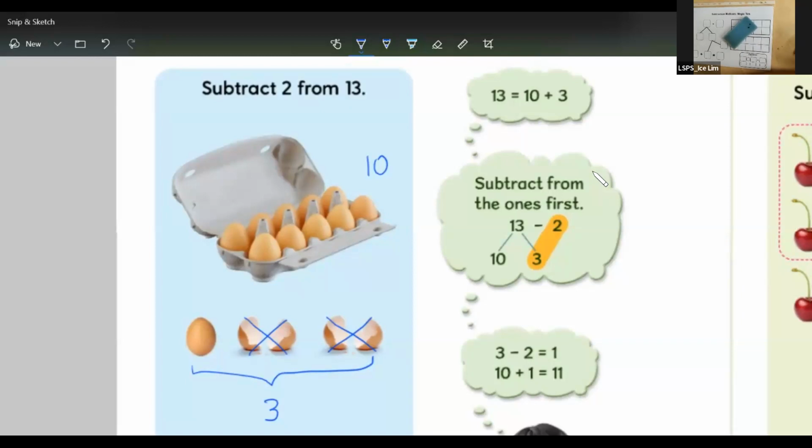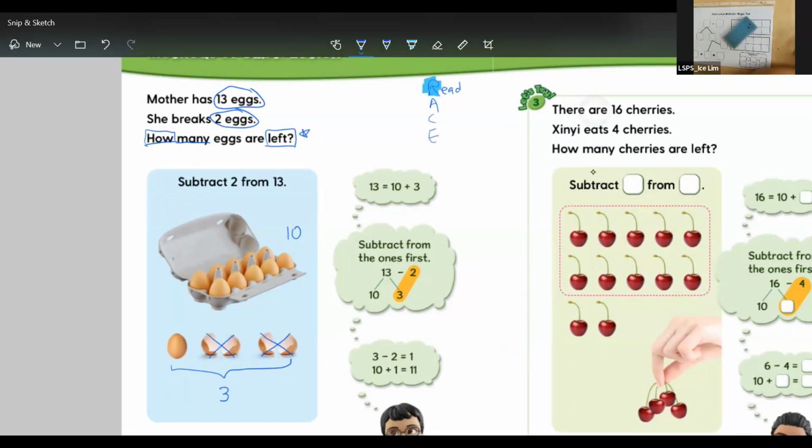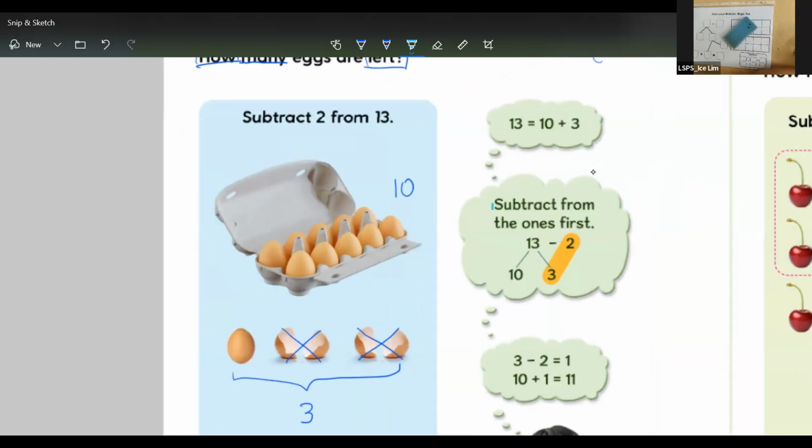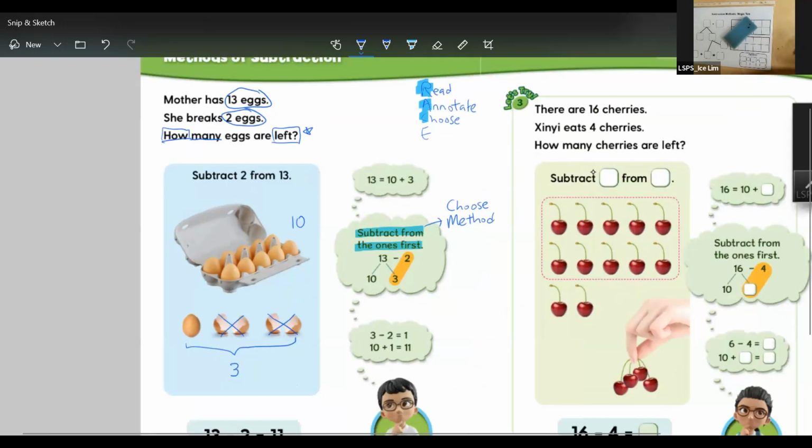The method: after we read and annotate, that means we circle, underline, and star the important words and clues, we go on to choose a method. And the method we are choosing today is called subtract from ones first. This is the method for subtraction we are choosing today.